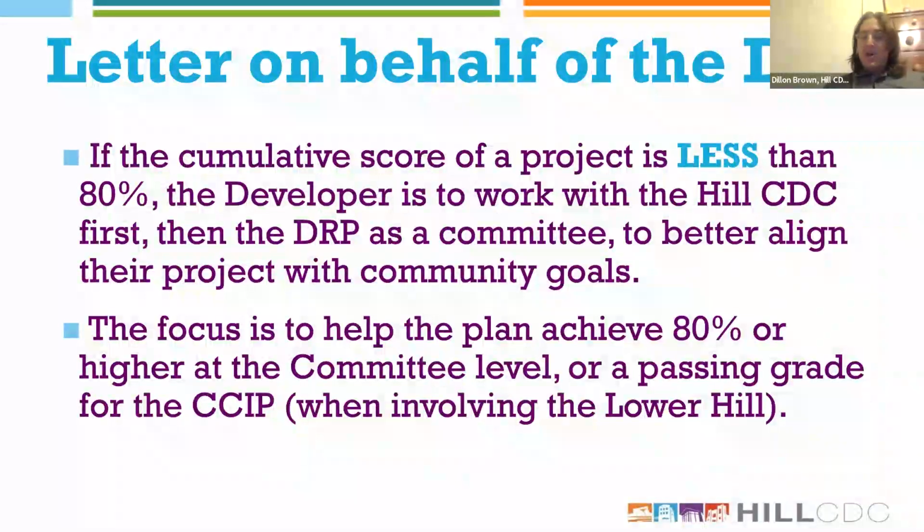And if a project gets a score at any stage that's less than 80%, we really want to emphasize to anyone watching or the developers tonight that that does not mean the process ends. Instead, the process continues by working with the Hill CDC and the DRP members to review the project, see where their concerns mainly lied, and try our best to come to a solution that satisfies both interests. We always say that the DRP is never a barrier to development, but rather a bridge. The focus of any meeting with the DRP is to get a project aligned with the vision that the residents of the community established for the Greater Hill District, which is our Greater Hill District Master Plan.